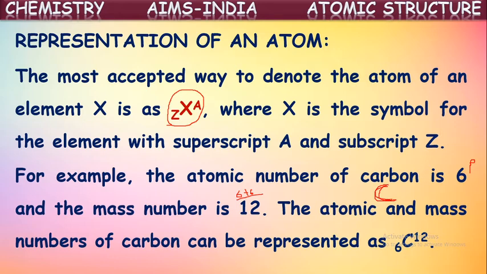Now how can we represent this atom of carbon by using the symbol, atomic number and mass number in this way? C 6 12. Here, C represents the symbol of the carbon atom, and 6 represents the atomic number of carbon, whereas the number 12, which is written at the superscript, represents the mass number of carbon. Okay, in this way, atoms of elements are denoted by using symbol, atomic number and mass numbers.